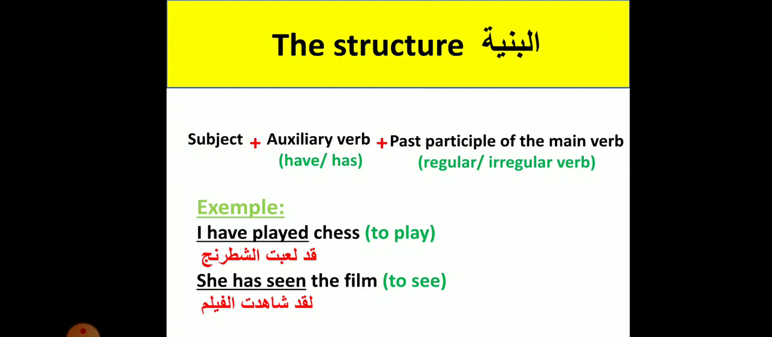She has seen the film. She, subject, has the auxiliary verb. Seen is verb to see in the past participle. So it is irregular verb.